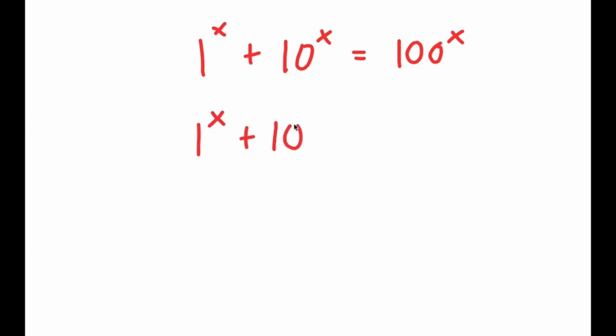Alright, so in this video, I'm going to solve the equation 1 to the power of x plus 10 to the power of x is equal to 100 to the power of x. So to solve this, I'm going to first start by rewriting this as 1 to the power of x plus 10 to the power of x is equal to 10 squared to the power of x.